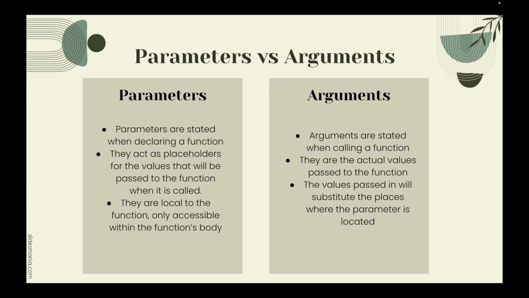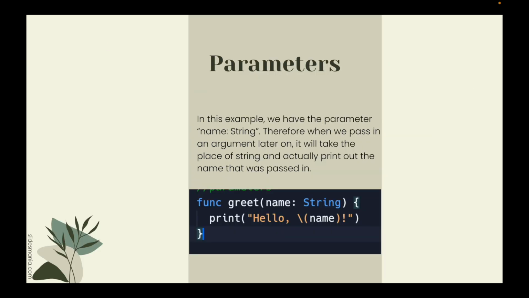However, arguments are stated when calling a function. They are the actual values passed to the function. The values passed in will substitute the places where the parameter is located. This might seem a little confusing at first, but we can see an example of a parameter on this page. In this example, we have the parameter name : string. Therefore, when we pass in an argument later on, it will take the place of the string and actually print out the name that was passed in.